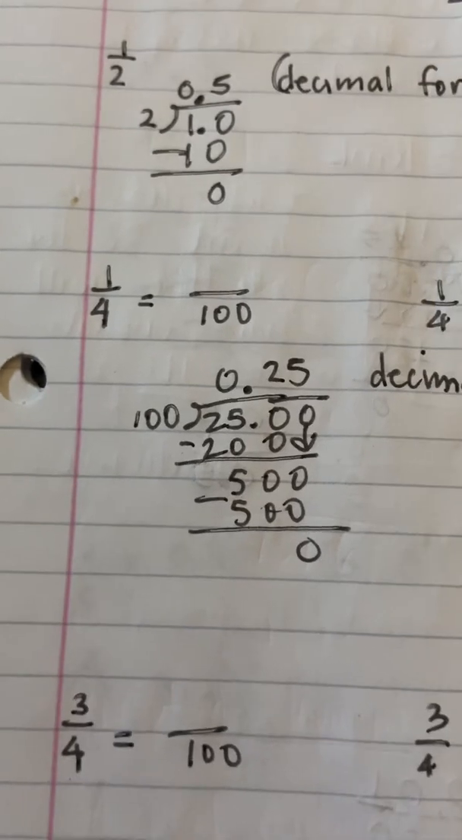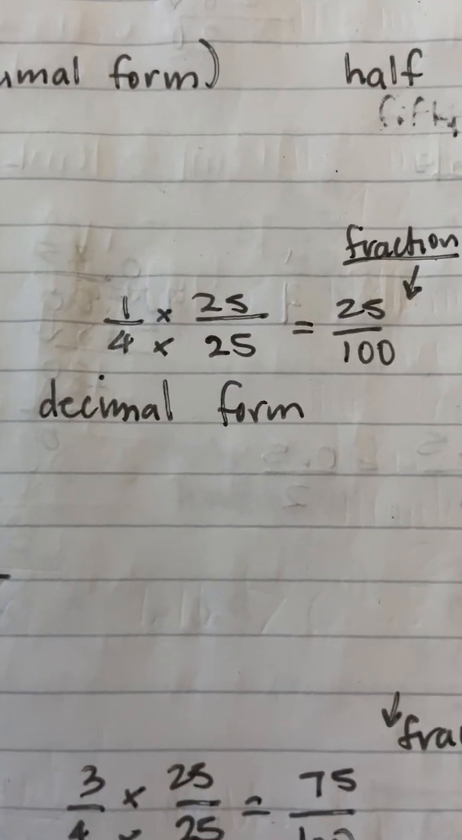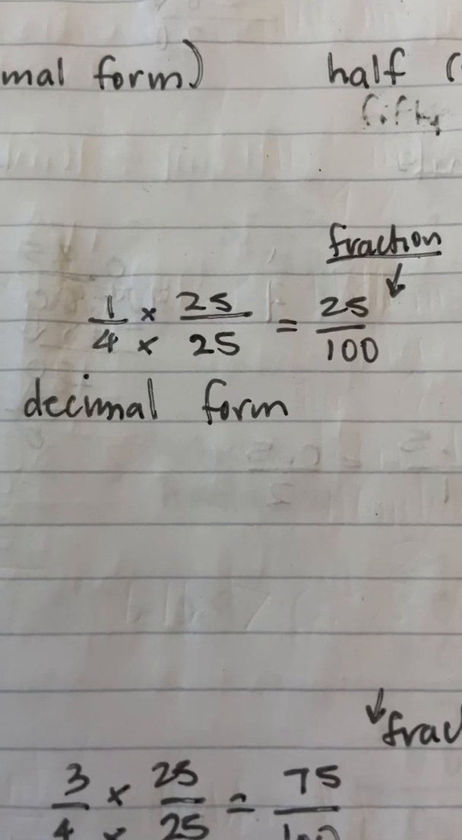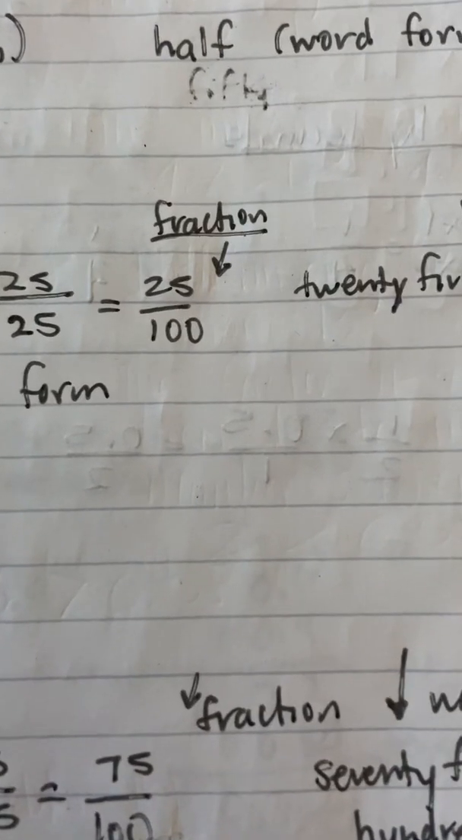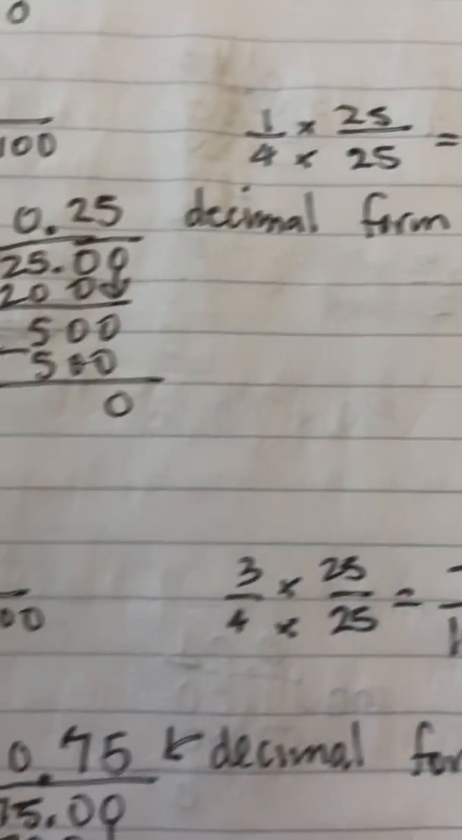1/4 equals what over 100? So 4 times 25 for the denominator, 1 times 25 for the numerator, so you get 25 hundredths, that'll be my fraction, or 25 hundredths, my word form.